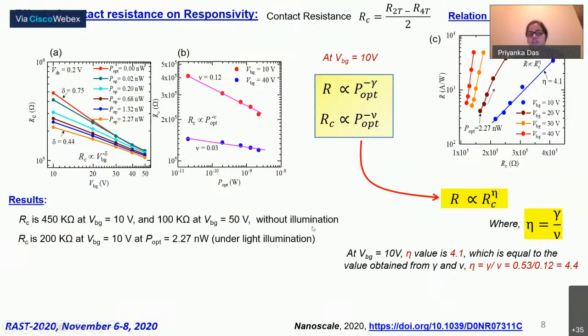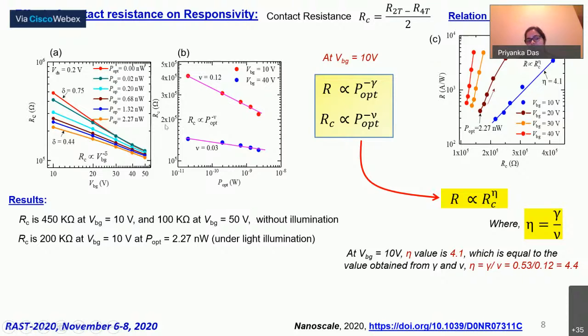So to understand the effect of contact resistance on responsivity, first we extracted the contact resistance using these equations, using this relation from the 2-terminal and 4-terminal measurements. Then we plotted contact resistance as a function of backgate voltage, where you can clearly see R_C is significantly dependent on backgate voltage, low backgate voltage when the transistor is in its off state. And then we fitted this experimental value using this power law, from where also you can get the exponent delta. Again, we plotted R_C as a function of P optical power, that is light intensity.